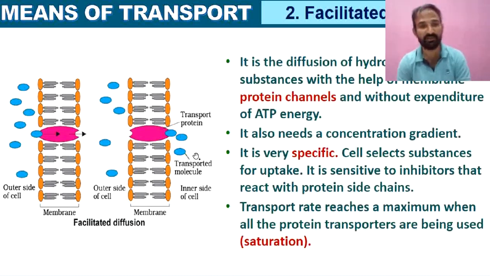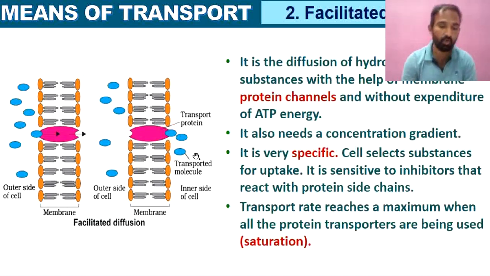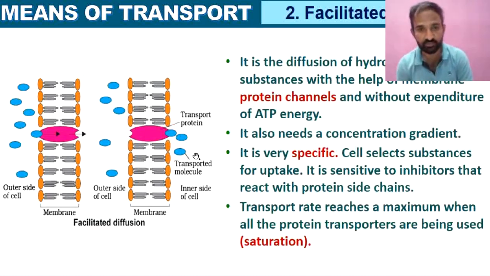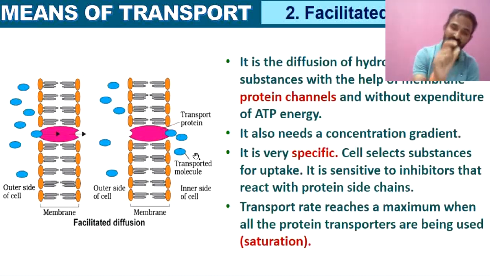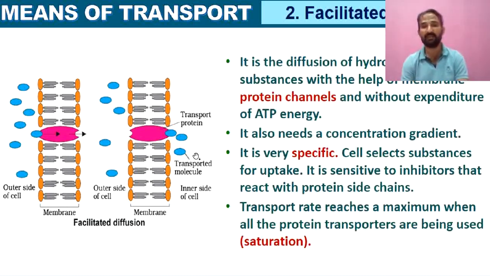It is also very specific, because whatever protein channels or carrier proteins are present in the membrane, only those molecules are allowed from the outer side to the inner side of the cell. Whatever the carrier protein is attached to, only that substance is allowed into the cell. So the cell selects the substances for uptake, and it is very sensitive to inhibitors that react with the protein side chains. The transport rate reaches the maximum when all the protein transporters are being used.